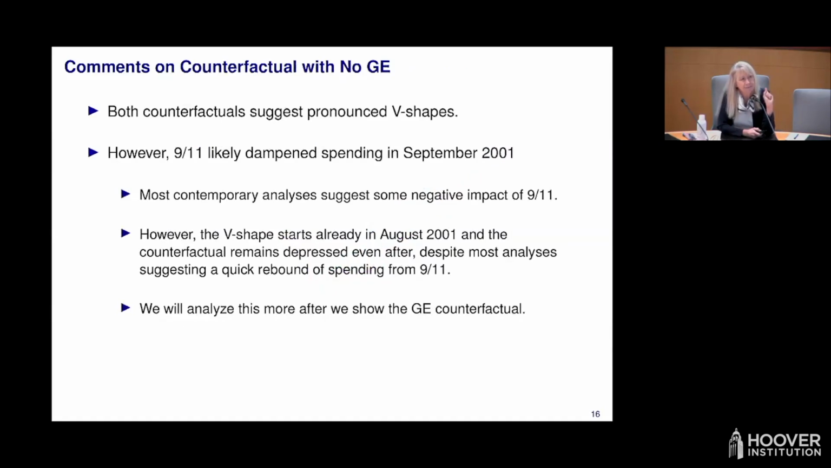Most of the analyses were saying there was a quick recovery, a rebound of spending from 9/11. Remember, President Bush said, go out and spend. And then there were all these automobile incentives. That was actually durables. But we're going to analyze this more carefully after I show you the general equilibrium counterfactual, because, as I say, we're not taking into account general equilibrium forces. So let's think about the macro counterfactual.